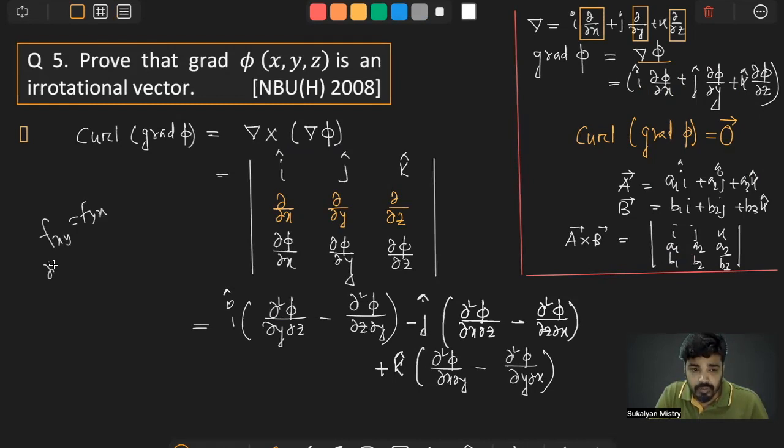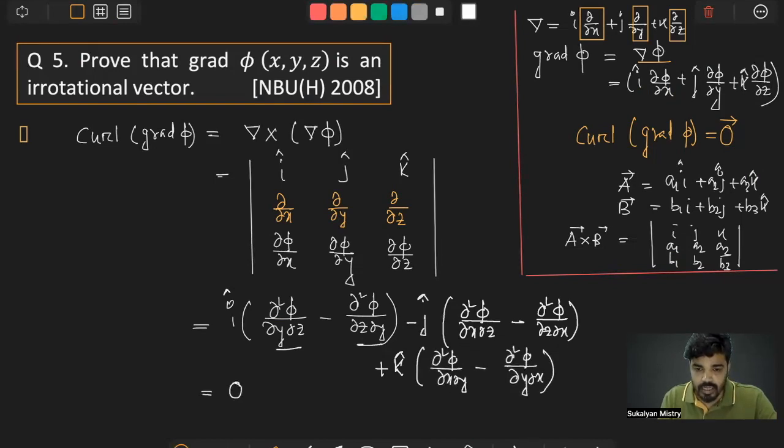What does that mean? That means ∂²f/∂x∂y is equal to ∂²f/∂y∂x. It was the same. So here ∂²φ/∂y∂z and ∂²φ/∂z∂y are equal, so that's why it is 0. ∂²φ/∂x∂z and ∂²φ/∂z∂x are equal. ∂²φ/∂x∂y and ∂²φ/∂y∂x are equal. So that is 0, so this is 0, so that will ultimately be 0, because this is equal to this, equal to this, equal to this. ∂²φ/∂y∂z is equal to ∂²φ/∂z∂y.